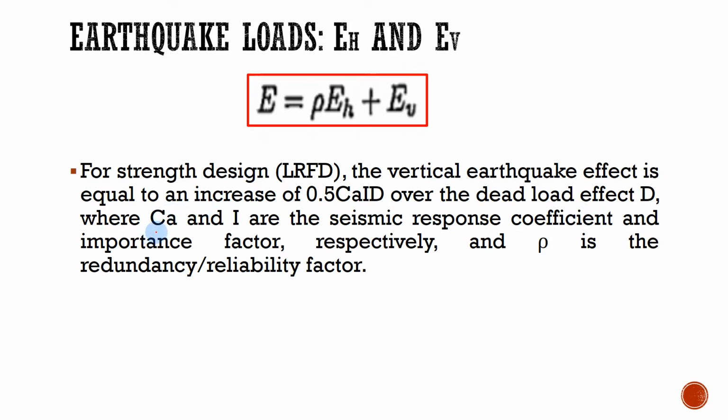Wherein CA, we already discussed CA. EV is equal to 0.5 of CA. We discussed CA last time, the seismic response coefficient, and we also have this I. Our problem now is D. That is the dead load, and this will be discussed later, together with the redundancy or reliability factor, rho.